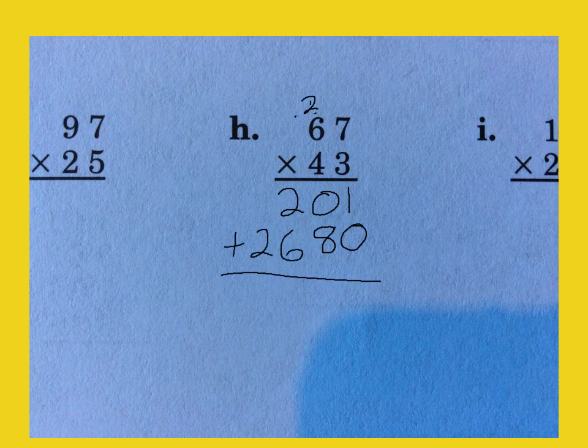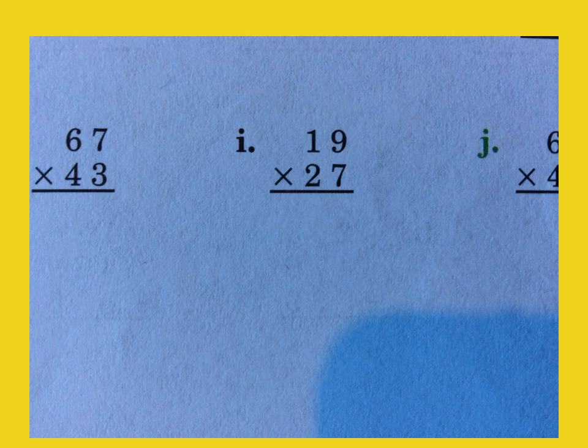Now we need to add up our numbers. 1 plus 0 is 1, 0 plus 8 is 8, 2 plus 6 is 8, and bring down the 2. Our comma goes on the 3rd place over, so our answer is 2,881.